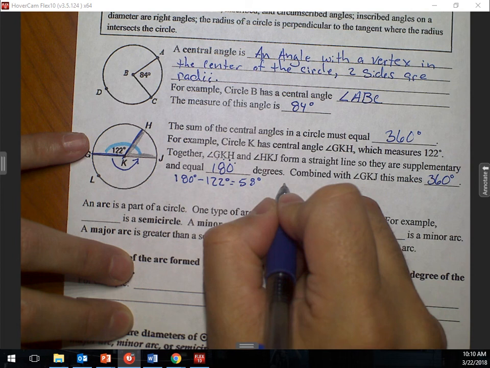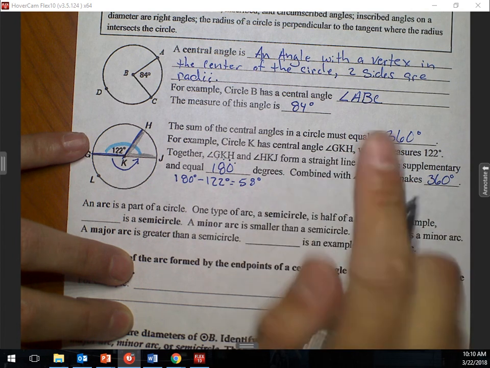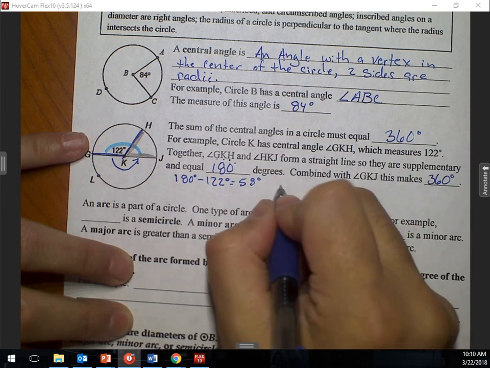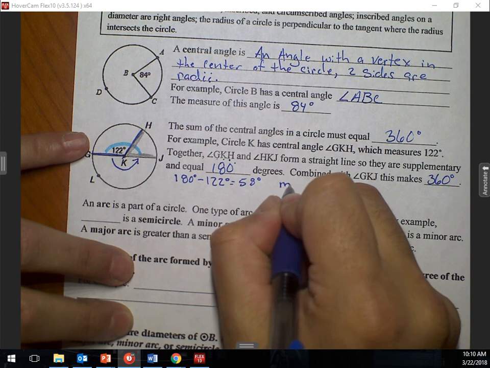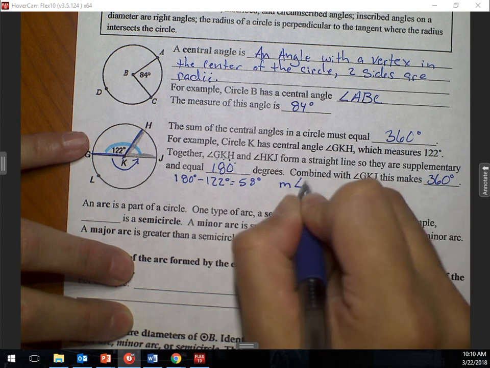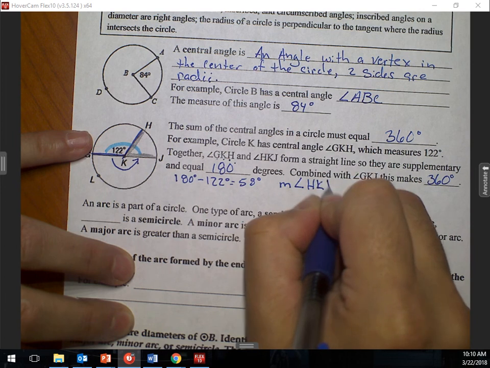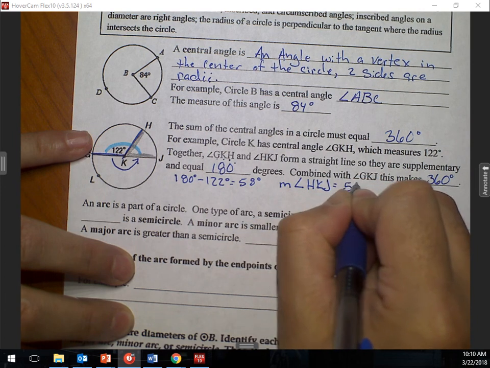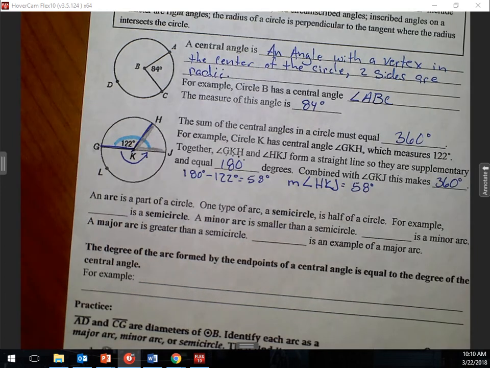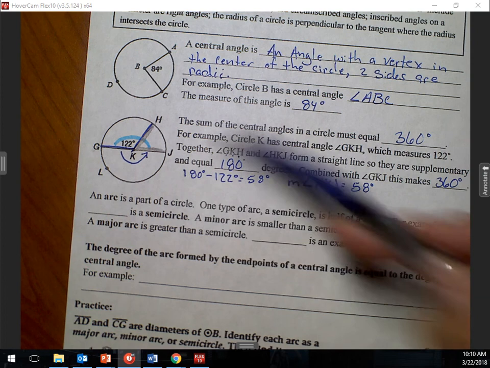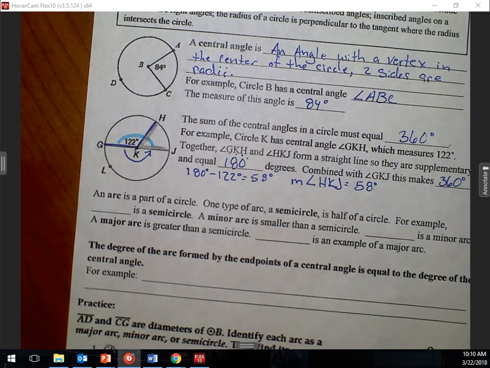So my answer would be, I want you guys to see this carefully because it says the measure, and this is the notation for measure. So it's M angle HKJ is 58 degrees. You don't actually have to write the word measure every time. You could just put the M in front of it when you're talking about the value for that one right there. So yes, that's what that little M means.